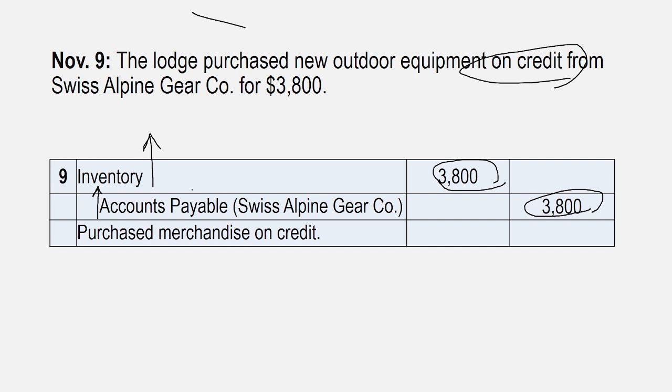Inventory belongs to the asset accounts, and an increase in that is considered a debit. Accounts payable belongs to the liability accounts, and an increase in that is considered a credit.